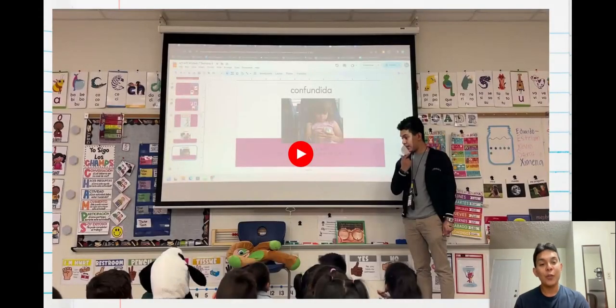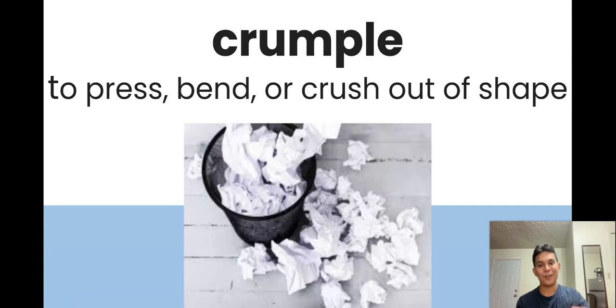So the word here which we were learning on that day was confused. I instructed my students to do the total physical response motion of confused, which was this. It was for them to show me a confused face. So whenever they were to come across that word, they were to show me that motion. I'm going to go ahead and conduct this activity for you guys.